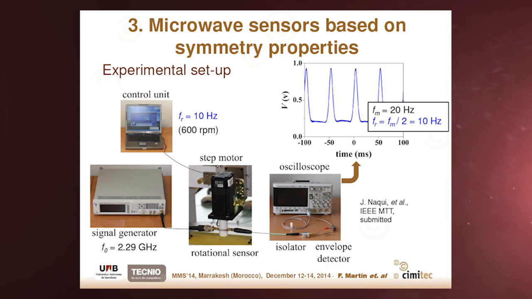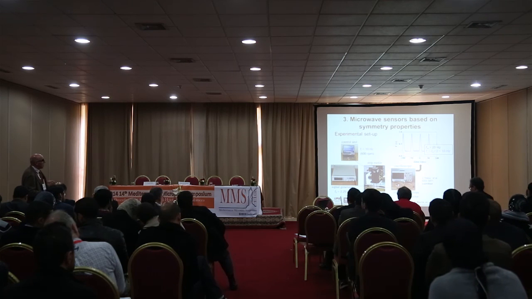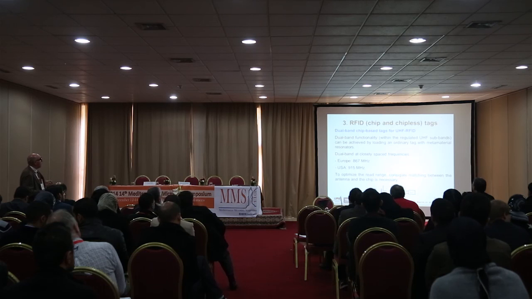This is the experimental setup, where we have a signal generator, the step motor, and an oscilloscope in order to obtain the signal. And here is the isolator, or the circulator, needed to avoid unwanted reflections, and the envelope detector. And from this distance, we can determine the velocity.